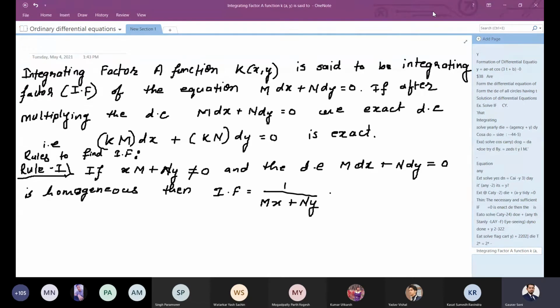A function being homogeneous is a different story, and a differential equation being homogeneous is a different story. A differential equation is homogeneous if and only if those coefficient functions are homogeneous and of the same degree. So in that case, we will have the integrating factor equal to 1 upon Mx plus Ny.